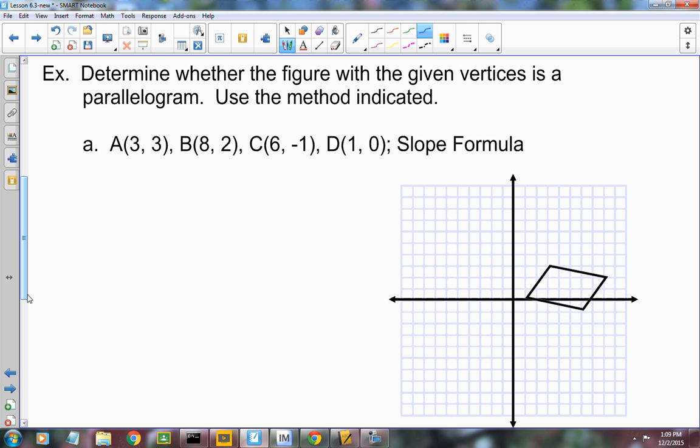Determine whether the figure with the given vertices is a parallelogram. Use the method indicated. Alright, so we have this quadrilateral here, and we want to determine or show or verify that it is a parallelogram. So we have A, B, C, D, and they want us to use the slope formula. You have to use whatever method they tell you to use, okay? Alright, so if I'm going to use the slope formula, what am I going to have to use to verify this? What am I going to have to do?